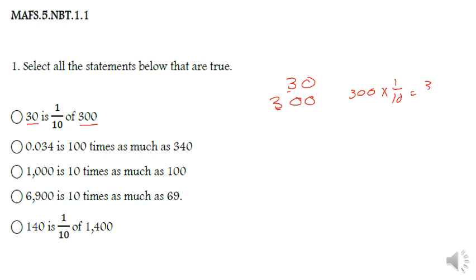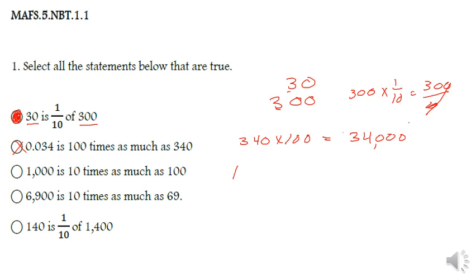Because if I take 300 times 1/10, I would equal 300 over 10, which I take the 10's off and I'd end up with 30. So this here is a good statement. The next one, 34 thousandths is 100 times as much as 340. So let's try that. If I took 340 times 100, I should equal that 34 thousandths. But instead, I'm going to get 34 thousand, not 34 thousandths. So this would not be a good choice.